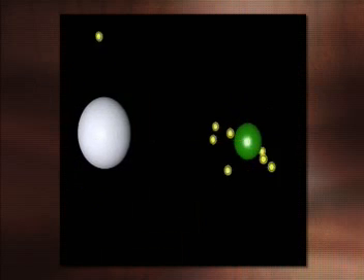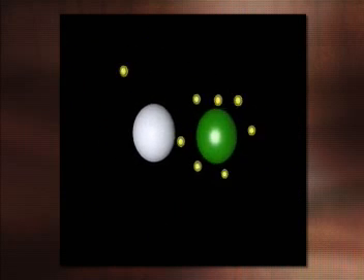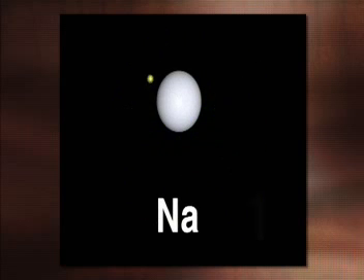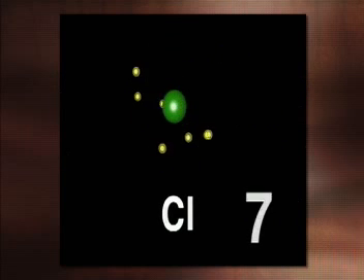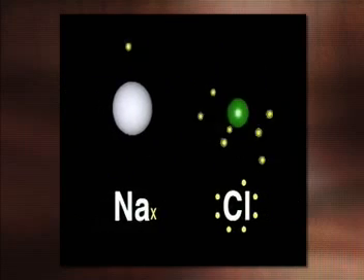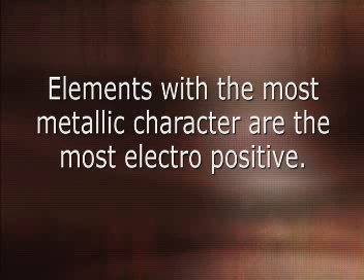Students, we should also note that when we move across each period on the periodic table, the atomic size of the elements gradually decreases. Elements with higher atomic sizes have much more tendency of losing their valence electrons and forming positive ions. Thus, elements with the most metallic character are also the most electropositive.